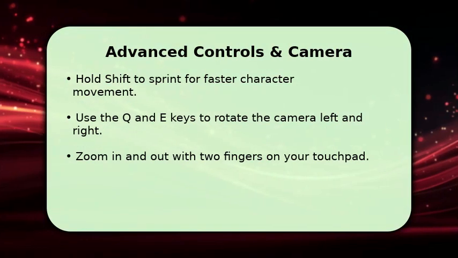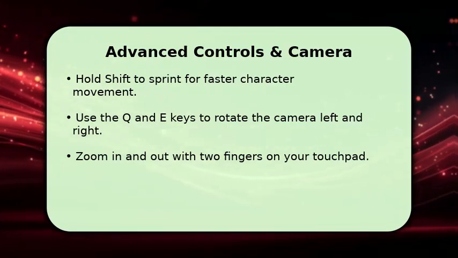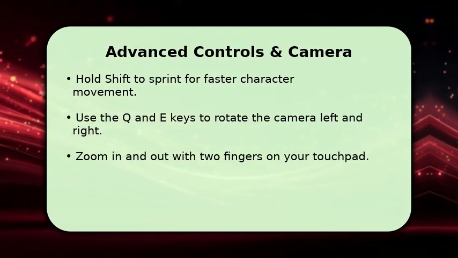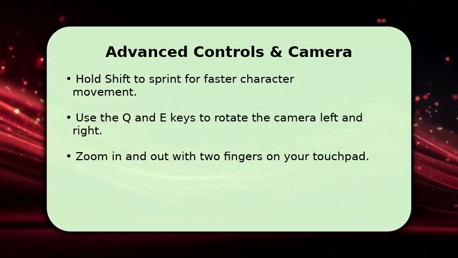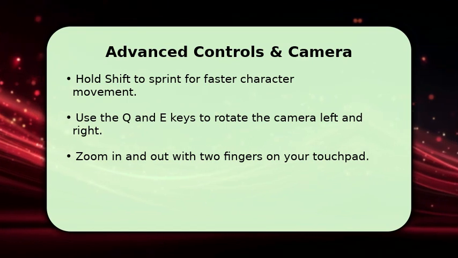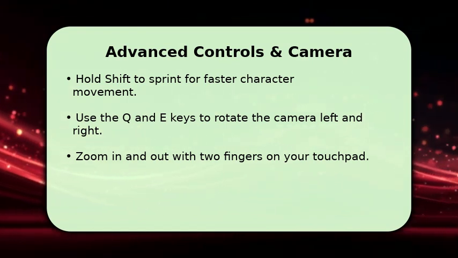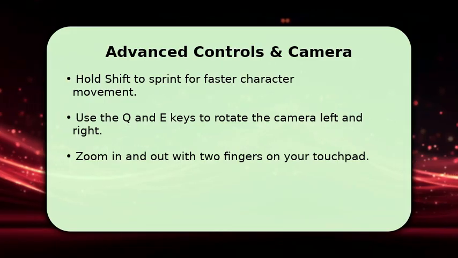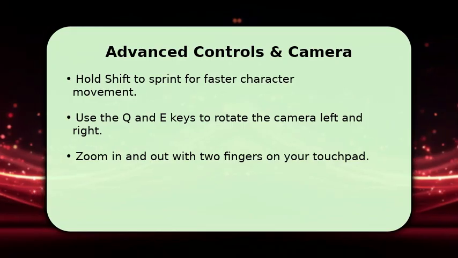To move more quickly, hold down the Shift key while using W, A, S, D to sprint. For precise camera adjustments, the Q and E keys allow you to rotate your view left and right without moving your character. Many touchpads also support two-finger gestures for zooming in and out, giving you better situational awareness. Experiment with these to find what feels most natural for you.